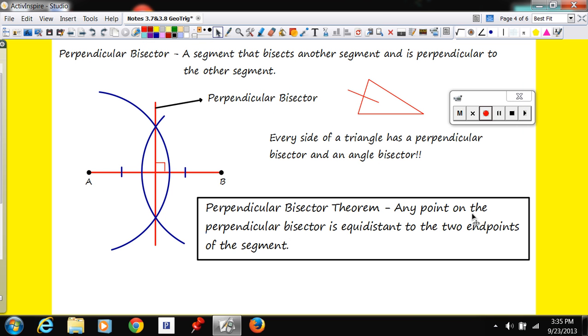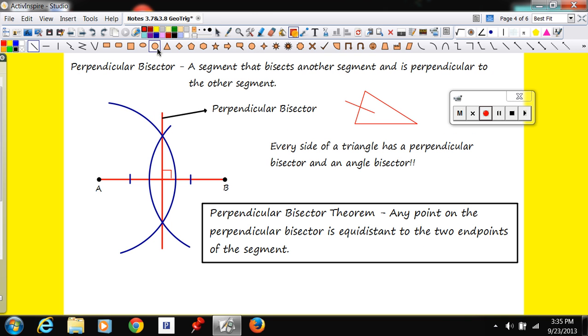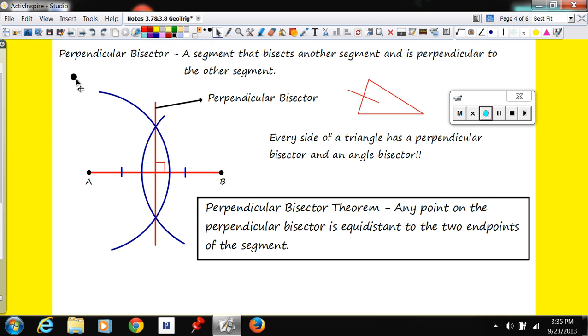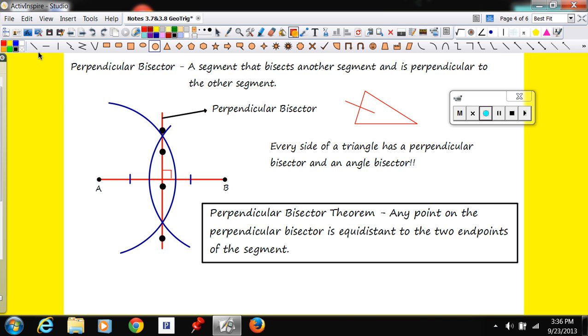It says any point on the perpendicular bisector is equidistant to the 2 endpoints of the segment. So any point that I want to put on this perpendicular bisector, let me show you something here. If I was to take a point and put this point on my red line anywhere, I could put it there, I could put it way down here, I could put one over here, I could put one up here at the top. Anywhere, it's going to be the same distance from A as it is to B.